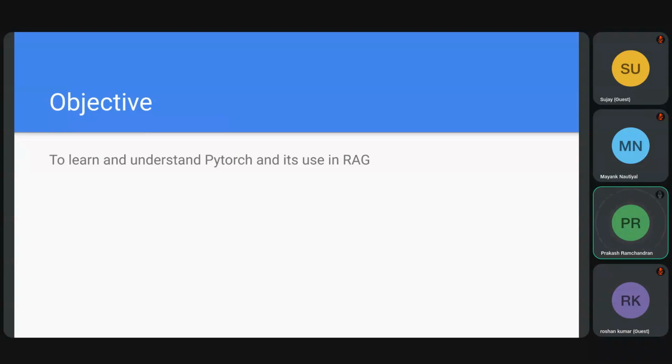So first, what is the objective here? To learn and understand PyTorch and its use in RAG. RAG is a term, it's also a framework. PyTorch itself is a framework, RAG is also a framework, but RAG is for retrieval augmented generation. That means what? You have, let's say, a function f(x), y equal to f of x, where x is the input, y is the output, right?